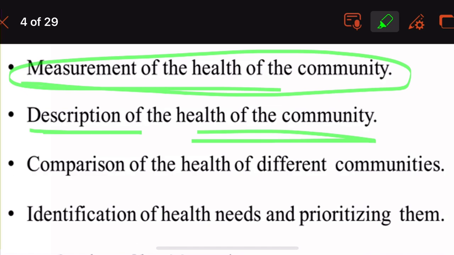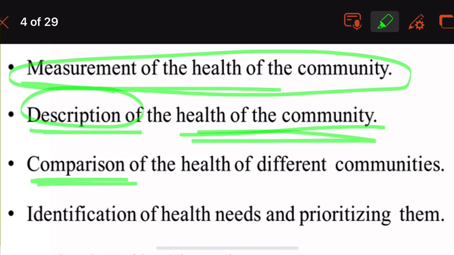Now when you look into the life expectancy, you see that people are living for longer years, which means that the health services provided to the community are good. People are availing the good services. They have the capacity to access the health services which are being provided, which gives the description of the health of the community.